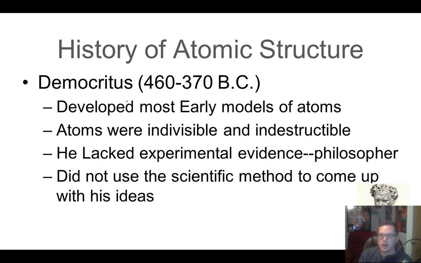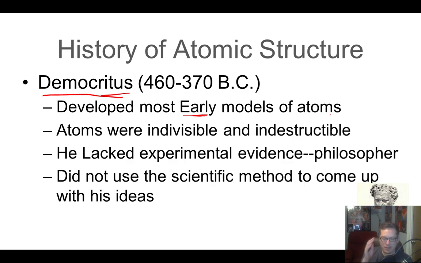Alright? So history of atomic structure. There's this guy named Democritus, a Greek philosopher. He lived 400 years BC, and he developed the most early models of the atom. So what he decided is, what if we just take something and keep cutting it up, cut it in half, cut it in half, cut it in half, cut it in half.